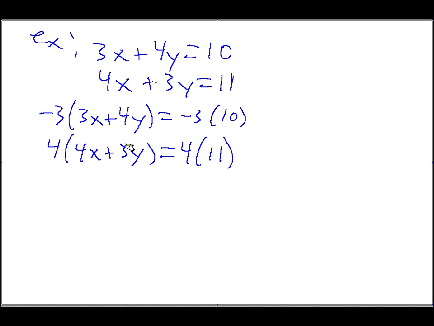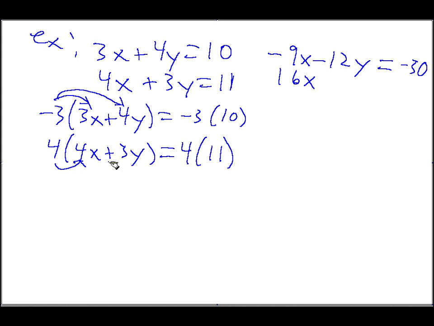Okay, so now let's work it out. So negative 3 times 3x will be what? Let me put it over here. That'll be negative 9x, all right? Negative 3 times 4y will be what? Minus 12y, which is what I want. And that's equal to what? Negative 3 times 10, negative 30. Okay, as you can see, all right? For the second equation, 4 times 4x is what? 16x, all right? And 4 times 3y, that's positive 12y, which is what I want. And that's equal to 4 times 11, simply 44. All right? Not too bad at all.